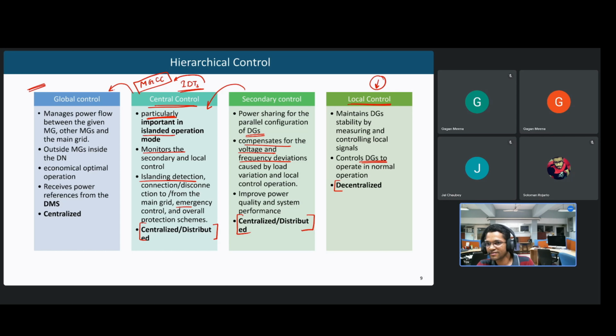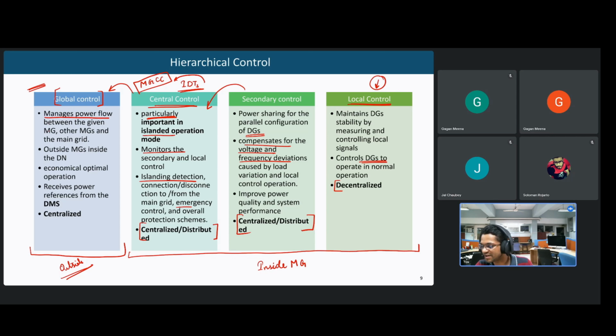And above these, you can say these three are inside the microgrid. So within each microgrid we have these three controls, and outside the microgrid, for all the microgrids, we will have one common global control. It will help in managing the power flow between different microgrids and between the microgrids and the main grid. It facilitates the optimally economical operation of the entire distribution network. We have already seen that it will receive the reference signals from the distribution management system, and this is completely centralized.